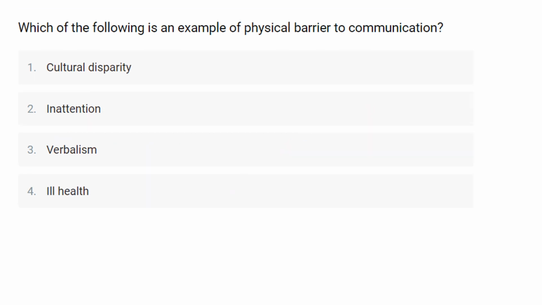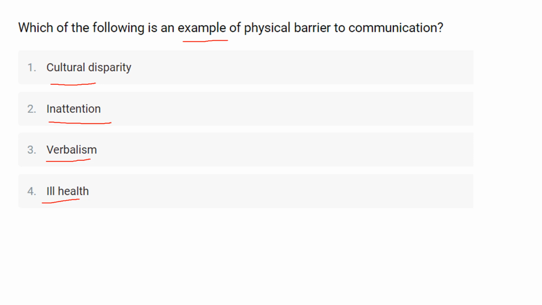Which of the following is an example of physical barrier to communication? So here in this question they ask you which is an example of physical barrier to communication, for which the first option is cultural disparity, second one is inattention, third one is verbalism and the last one is ill health. Okay, so communication barriers prevent one from receiving and comprehending the message sent by another to convey the idea, thought and other types of information. These various communication barriers obstruct and interfere with the message that someone is attempting to send. There are numerous barriers to effective communication that can arise, and this occurs because the sender's message may not be understood exactly as intended.